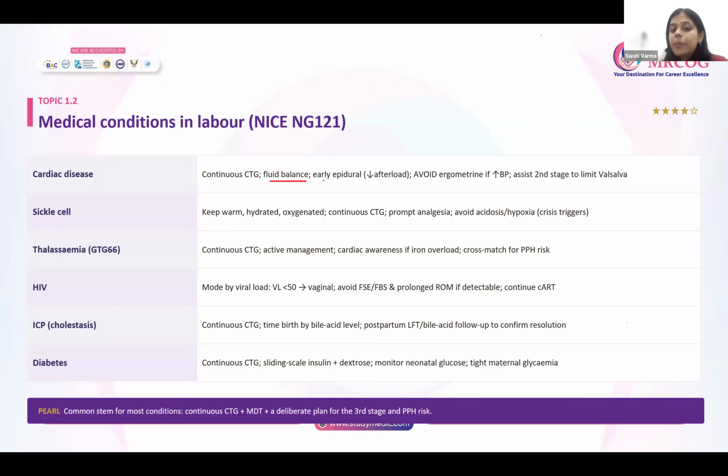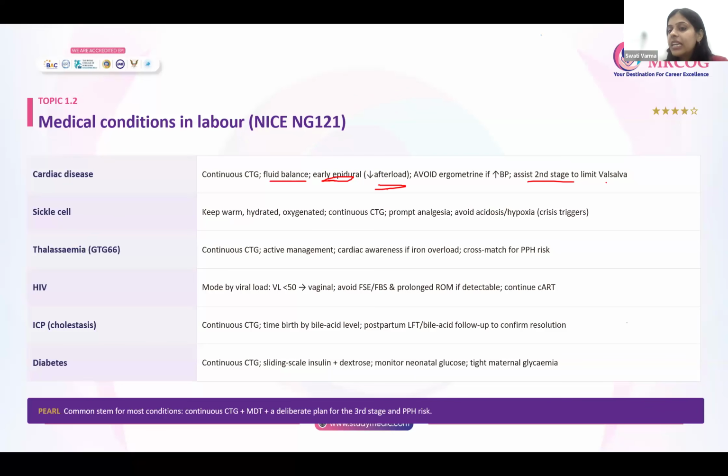Next, early epidural is often desirable. Why? Because in cardiac disease patients, especially in those where the lady is facing increased systemic vascular resistance challenges, it is advised that early epidural should be given so that afterload gets decreased and that will improve the labor. Then avoid ergometrine if there is high BP. This we already dealt with yesterday. Last aspect, assist second stage to limit Valsalva.